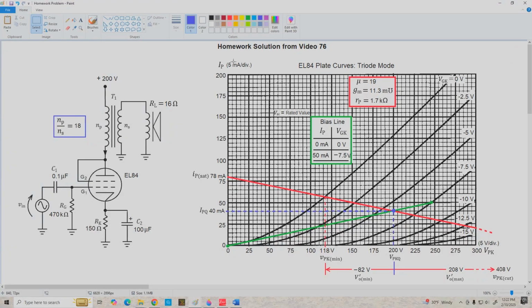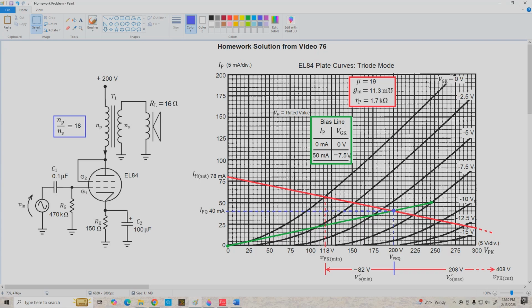We're just going to work through the solution to the homework problem I left at the end of the previous video. The circuit we're working with is over here. We've got an EL84 wired up as a triode. We're working with a 200 volt power supply. Our load is a 16 ohm loudspeaker, and our output transformer has a turns ratio of 18:1.